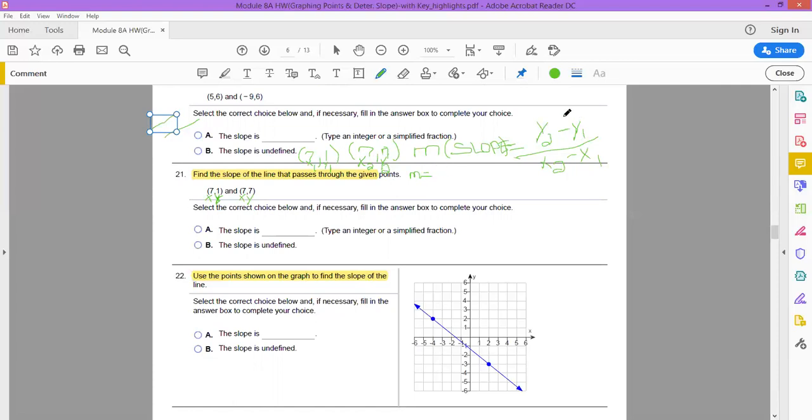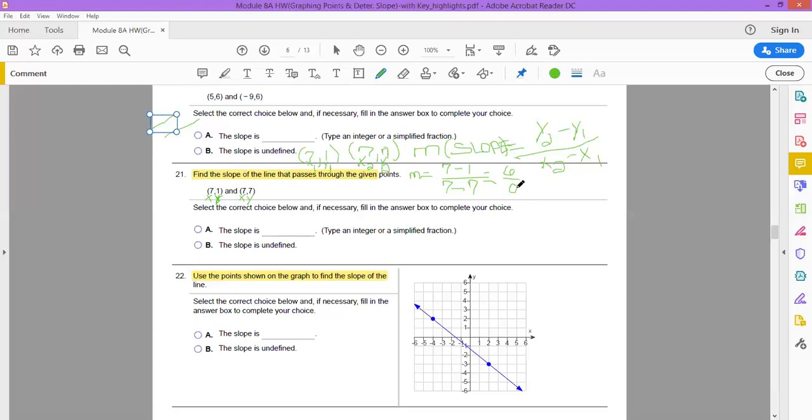So remember our slope is equal to y sub 2 in the numerator minus y sub 1. What is our y sub 2? It's here, 7, minus y sub 1, which is 1. And in the denominator, x sub 2 minus x sub 1. Our x sub 2 is 7. Our x sub 1 is 7 also. So let's simplify this. 7 minus 1 in the numerator will give us 6. In the denominator, 7 minus 7 is 0.